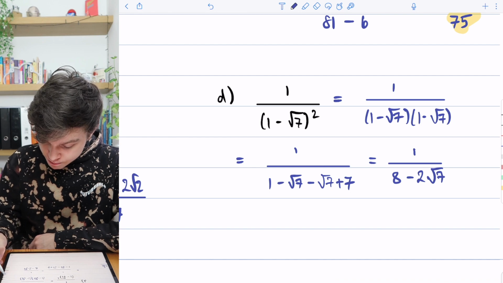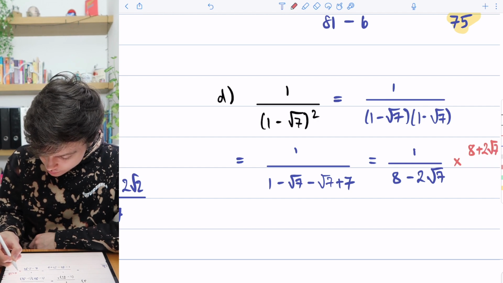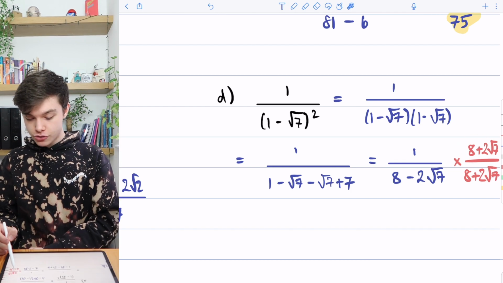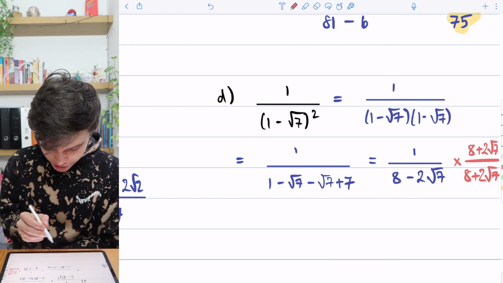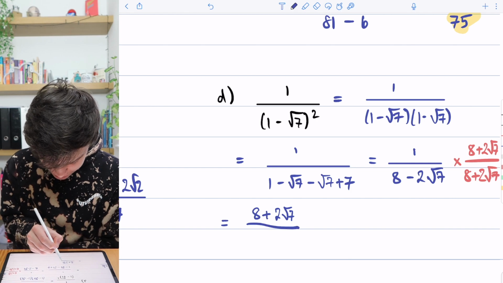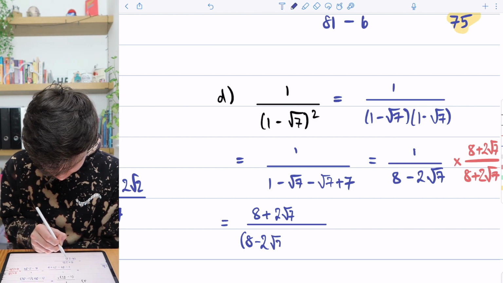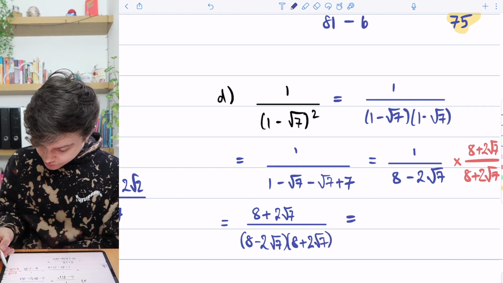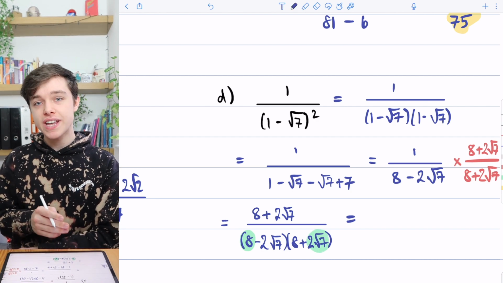Now what I need to do is multiply top and bottom by 8 plus 2 root 7 divided by 8 plus 2 root 7. Okay, top and bottom by 8 plus 2 root 7, because we've got a plus here because it's a negative in our fraction. And when we do that, I'm going to have 8 plus 2 root 7 divided by, and again it's the difference of 2 squares, 8 minus 2 root 7 and 8 plus 2 root 7. So it's 8 squared minus, remember, because it's the difference of 2 squares, minus 2 root 7 all squared.